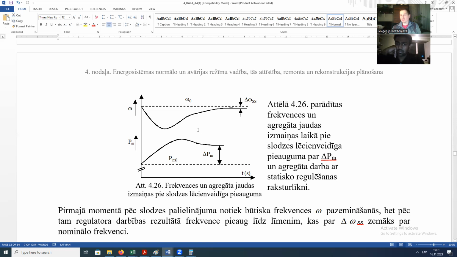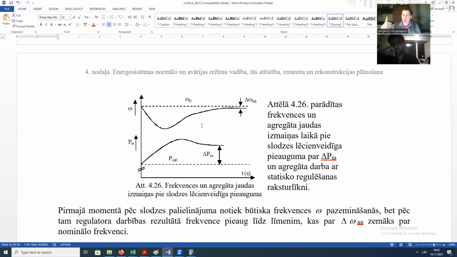Because when we reach a balance, the frequency stops at the value it has at that moment. So if the frequency started to decrease, for example, from 50 to 49 hertz, and you reach a balance when the frequency is 49 hertz, it means the system is in balance and we keep this 49 hertz. But this frequency is low, it's not nominal. We need to keep 50 hertz. It means that we need to produce more than is in balance to raise the frequency.